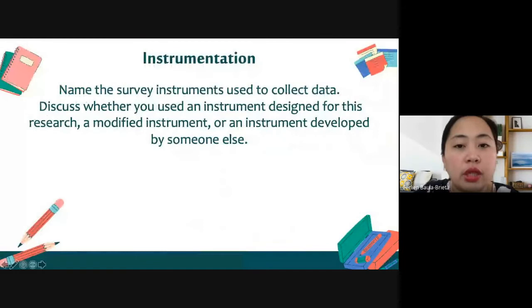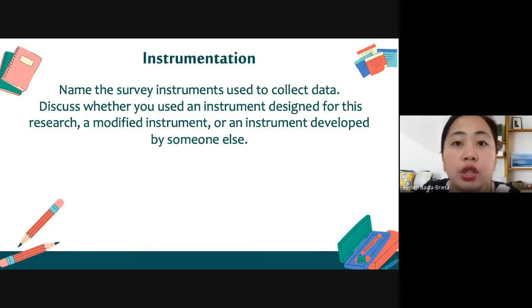Moving forward, as we begin the second phase of our research writing, we are now in our instrumentation. So instrumentation is applicable both for survey design and experimental design. But in today's lecture, I contextualize instrumentation according to our survey design in data gathering of quantitative method. So how to do the instrumentation?